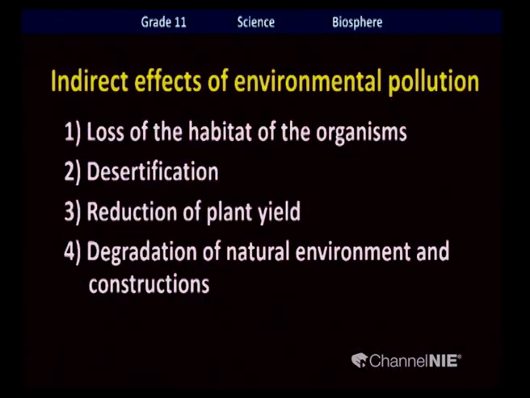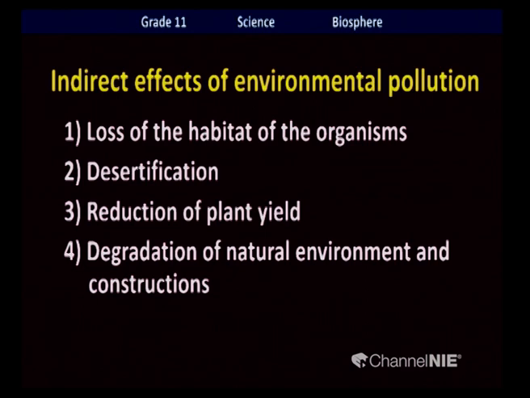Number 2, desertification, the formation of desert. Due to global warming, and the increase in salinity of water and salinity of the soil, the land becomes unsuitable for plant growth. So that can lead to desertification. It can lead to a food crisis also.